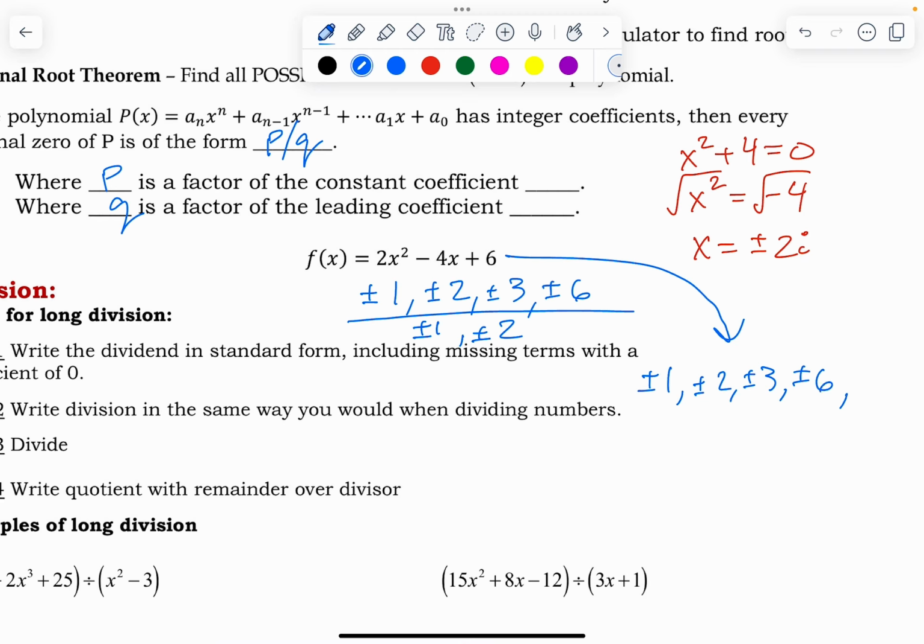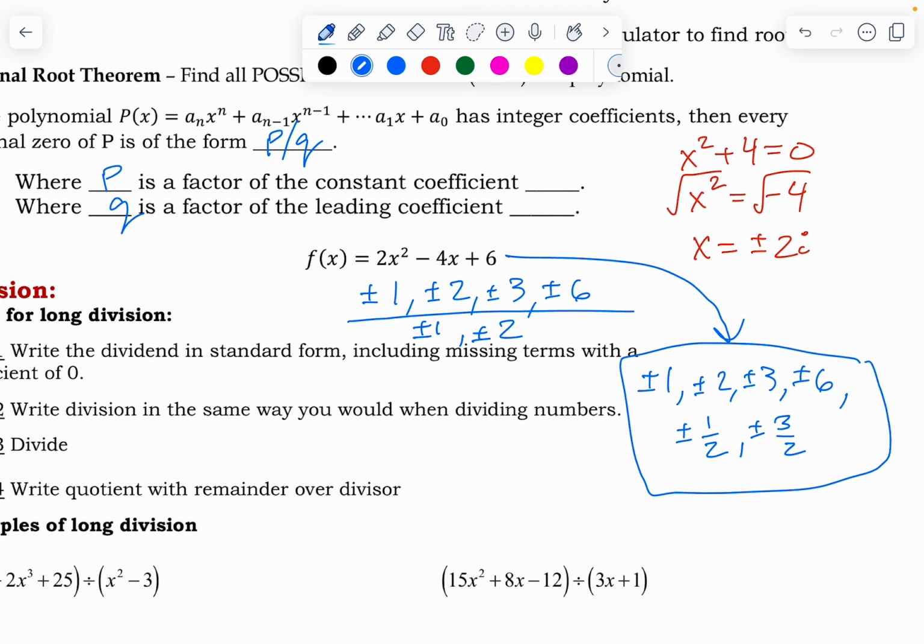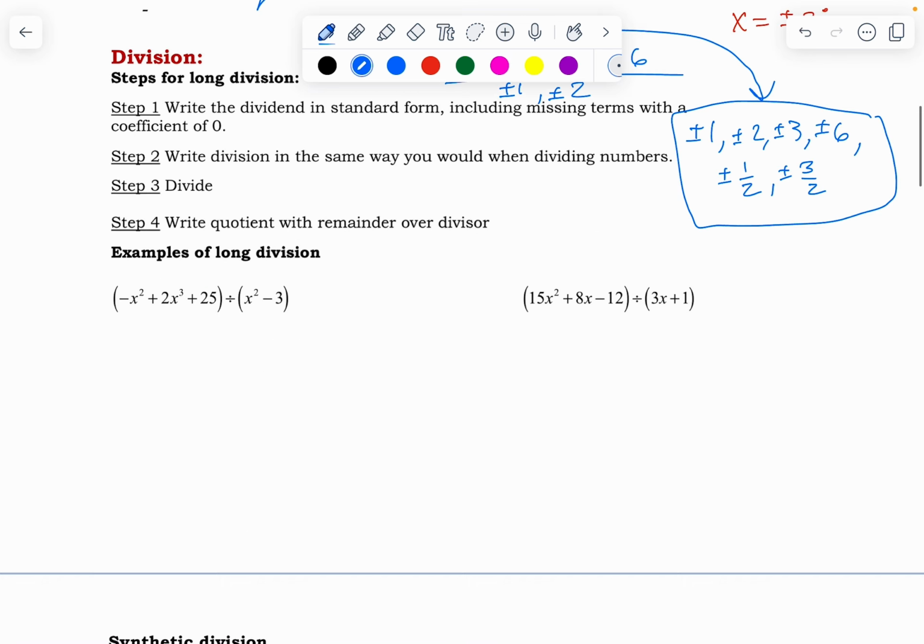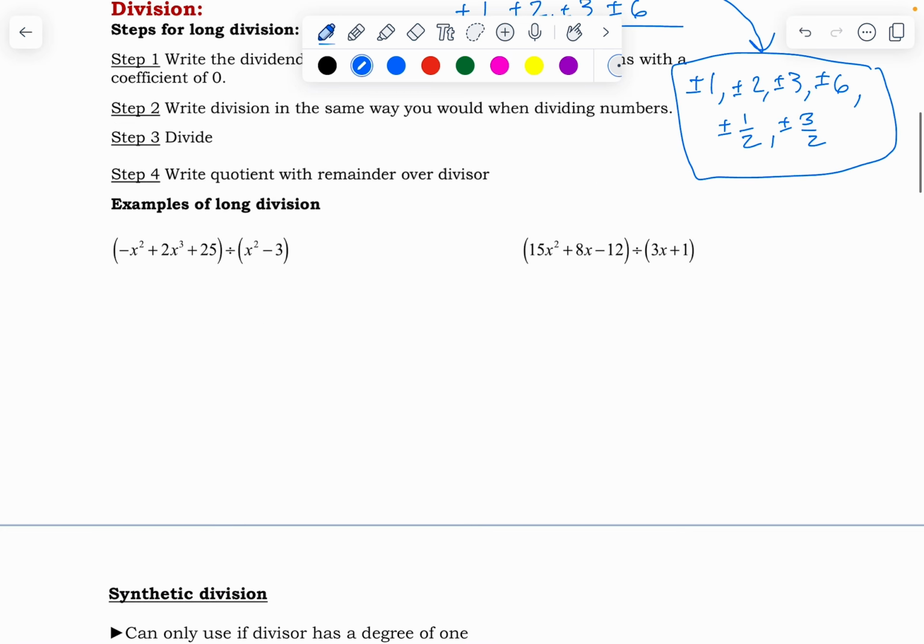And then I can divide by 2. I can have a plus or minus 1 over 2. 2 over 2 is 1, which I already wrote down. And then I have a plus or minus 3 over 2. And then 6 over 2 is 3. So this set of 12 numbers are the only set; if that polynomial has rational zeros, it comes from that list. Okay. All right. So next thing we need to do is practice dividing.